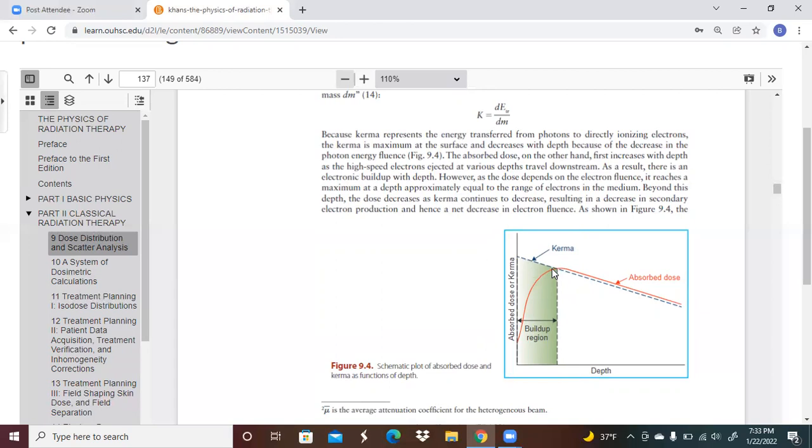After you get past the buildup region, or whatever that range is, things start to decrease because you don't have as many electrons coming in and depositing dose. So you start to see a decline. Since your KERMA is pretty much limited by the photons, and your dose is related more to the energy, no matter whether it comes from photons interacting with electrons or just electrons that are being scattered through there, your absorbed dose is going to be a little bit higher.